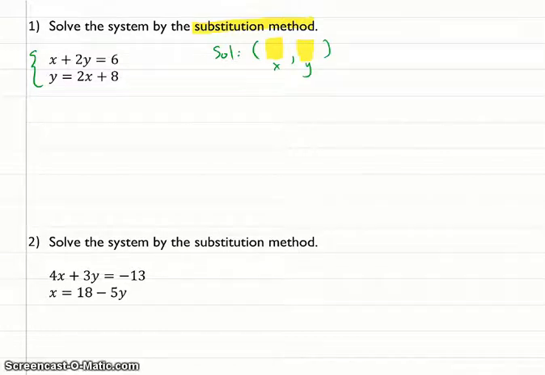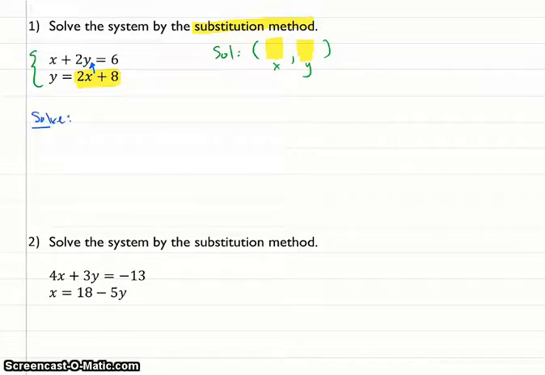Notice that the second equation has been solved for y. So y is equal to 2x plus 8. We're going to take that expression for y and we're going to substitute it in for y in the first equation. So here's how it's going to look.